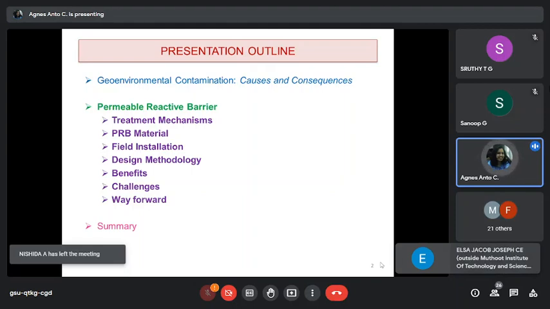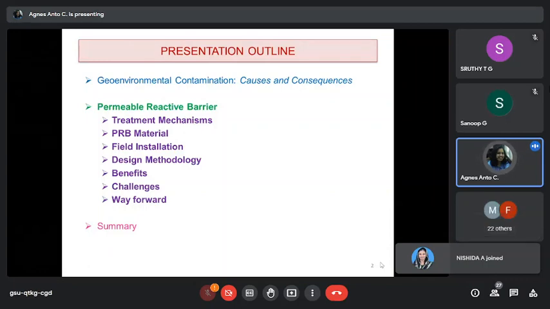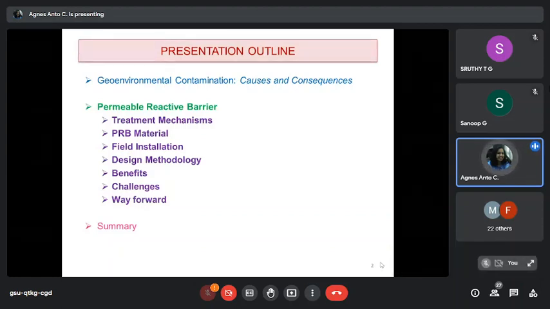what are the basic guidelines or the methodology you have to adopt when you design a PRB, and we'll be talking about the merits and benefits of the PRB, and we'll also discuss the challenges you have when you think about effective remediation of groundwater using PRB, and then we'll talk about the way forward or the advancement in research which is required to ensure an efficient functioning of permeable reactive barrier, and then we'll wrap up the presentation by summarizing the takeaways.